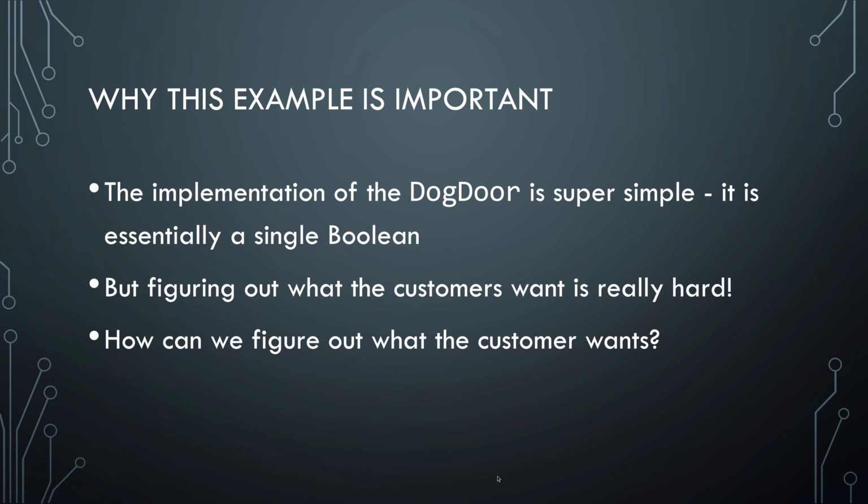Implementing a dog door is really simple. It's basically a Boolean variable with a couple of methods to read it and change it. Figuring out what the customer actually wants is a much harder problem to solve. So how can we do that?